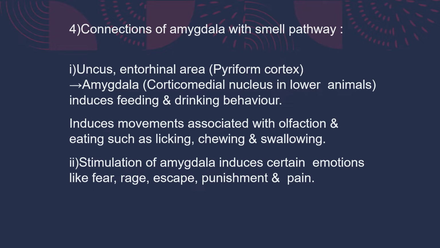And then the connections of the amygdala with the smell pathway. The uncus and entorhinal area of the piriform cortex send fibers to the amygdala, which induces feeding and drinking behavior in animals and induces movements associated with olfaction and eating, such as licking, chewing and swallowing. So the uncus and entorhinal area are parts of the limbic system, which send fibers to the amygdala. And stimulation of the amygdala induces certain emotions like fear, rage, escape, punishment and pain.